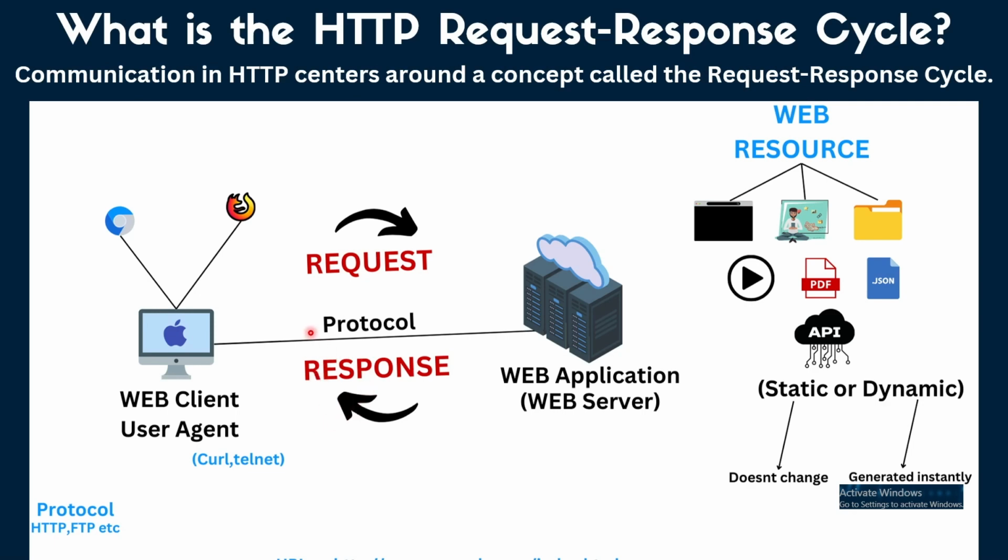Basically, it's a core interaction between a client and server over the HTTP protocol. First the client initiates the request, composing it with a method, URL, headers and optional body. Then the server processes the request and generates a response with status code, headers and content, and then the client receives and processes the response, renders the web page or handles data, and that completes the cycle. So that was a basic overview of the request response cycle.